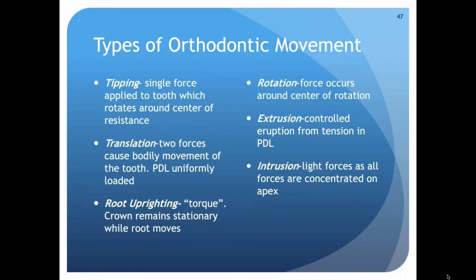Next, we have root uprighting, or what orthodontists often call torque. So the crown is going to remain stationary, but our root is moving. So we're trying to get root parallelism. Rotation, kind of self-explanatory, but the force is going to occur around the center of rotation as we turn something.